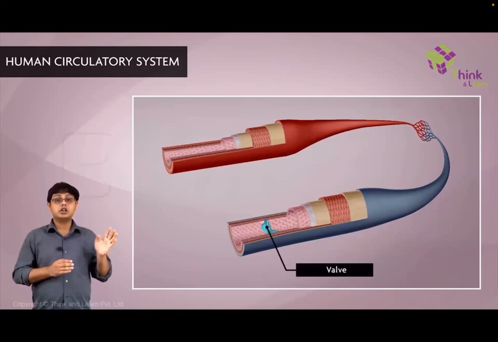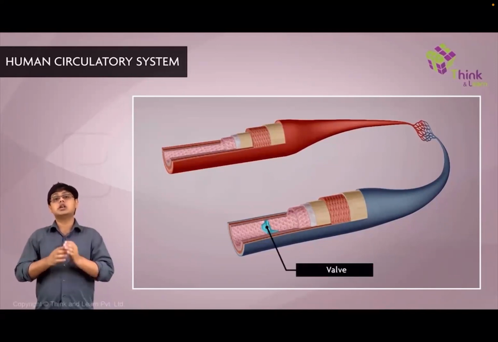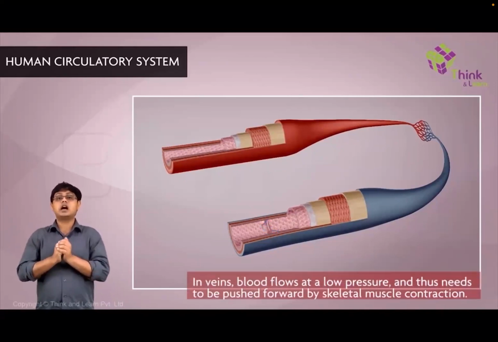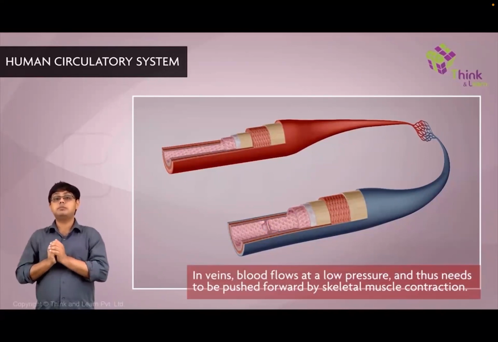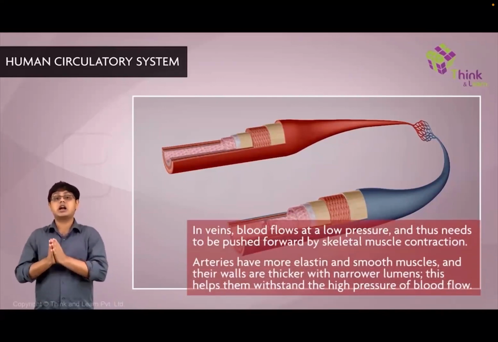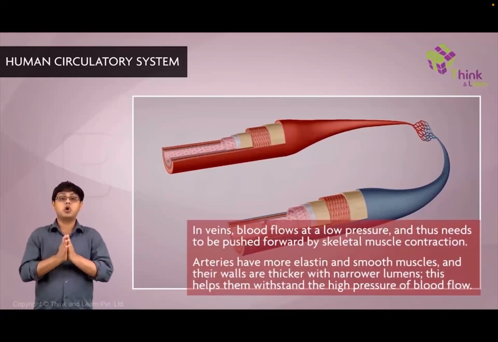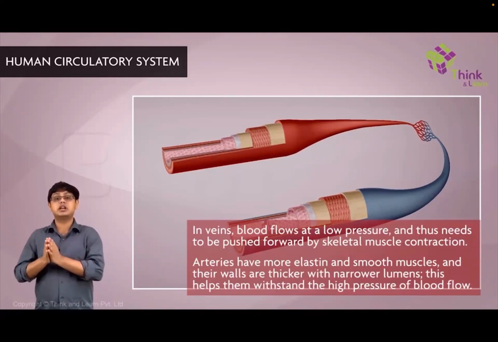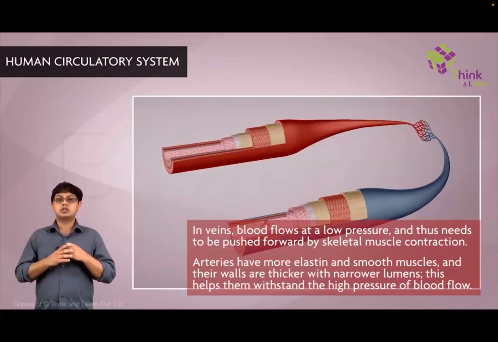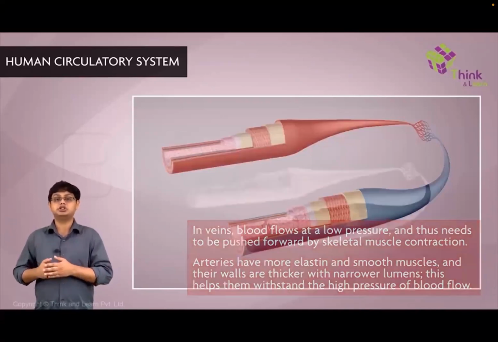Veins have valves to direct blood flow because, unlike in arteries, blood is no longer pushed forward in a high pressure system. It is under lower pressure and has to be pushed towards the heart by contraction of skeletal muscles as well. Because arteries are under high pressure and they have more elastin and more smooth muscles in their media, they're generally thicker with narrower lumens. This helps them withstand the high pressure.